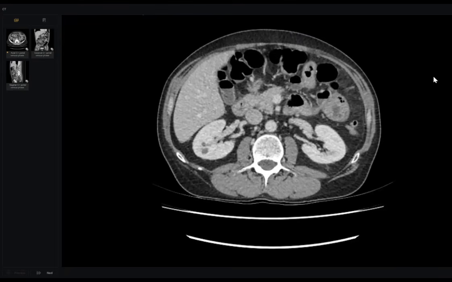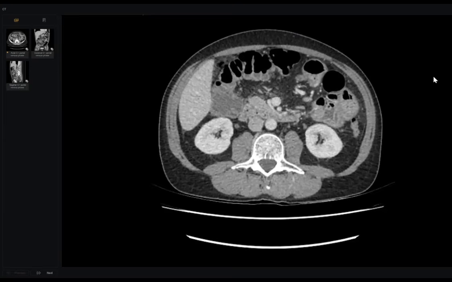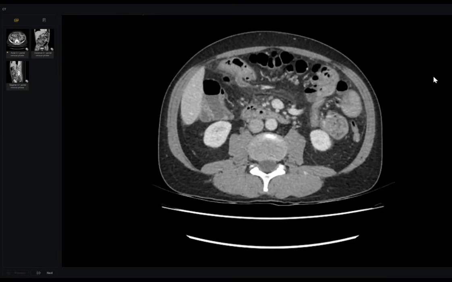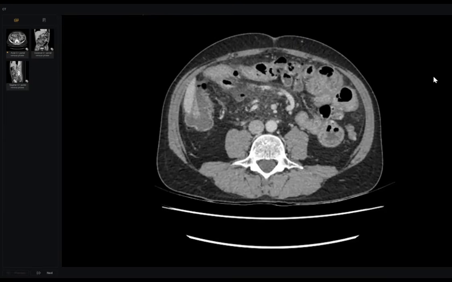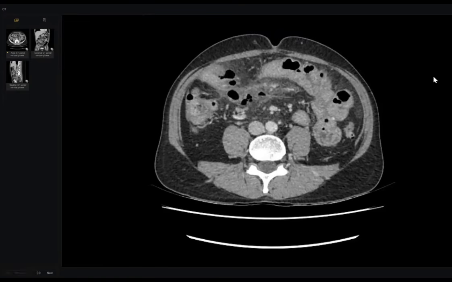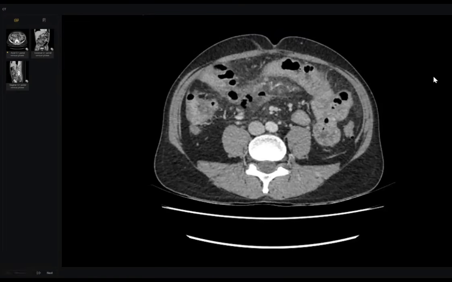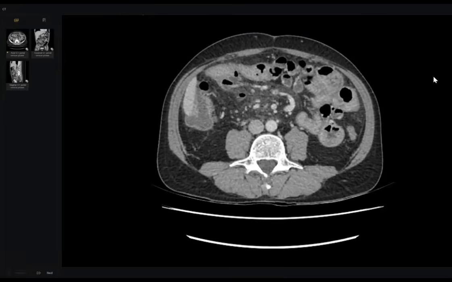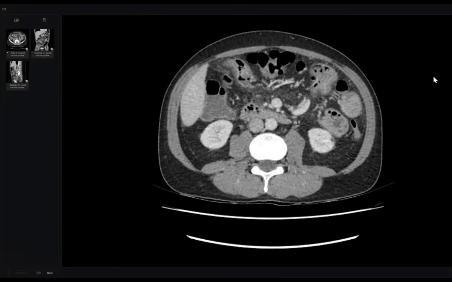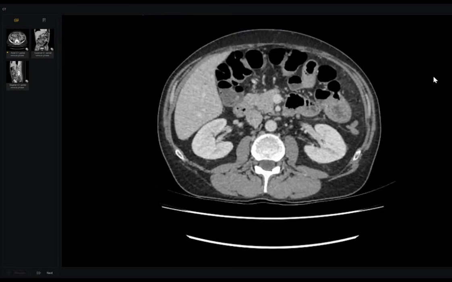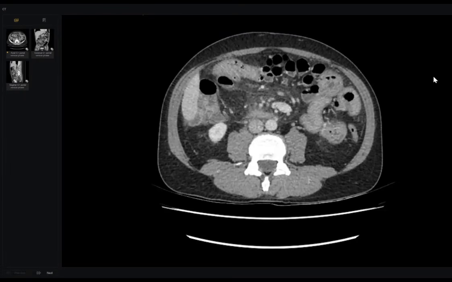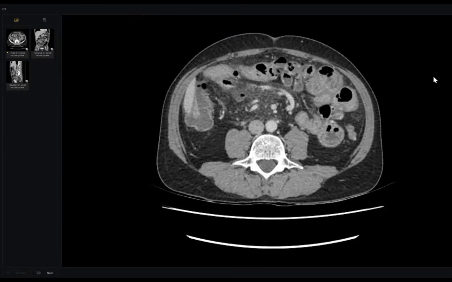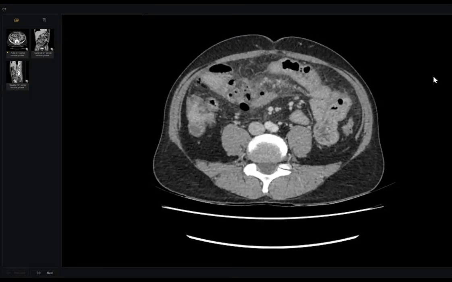Cholecystectomy clips seen in the GB fossa. Likely patient has history of previous cholecystectomy. Mesenteric vessels. Okay. Don't worry about the mesenteric vessels, doctor. Okay. Okay. Sir.